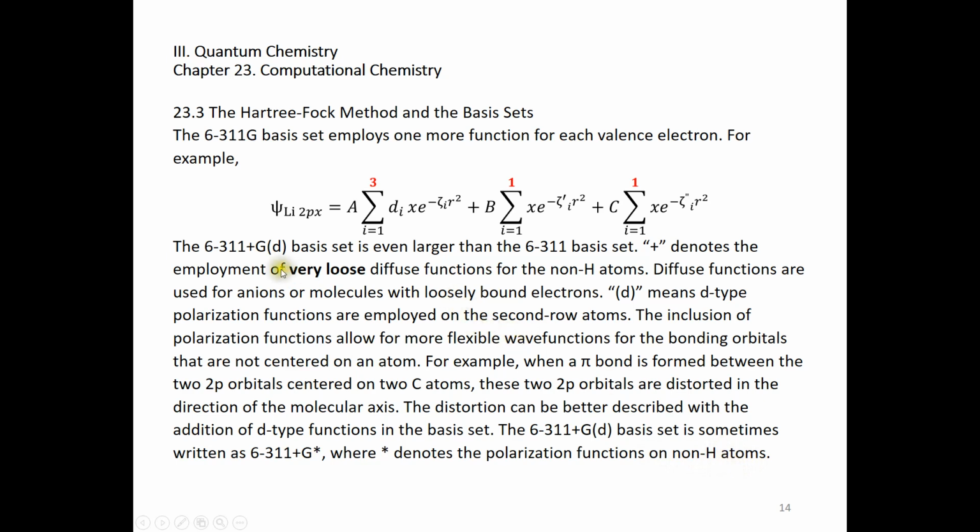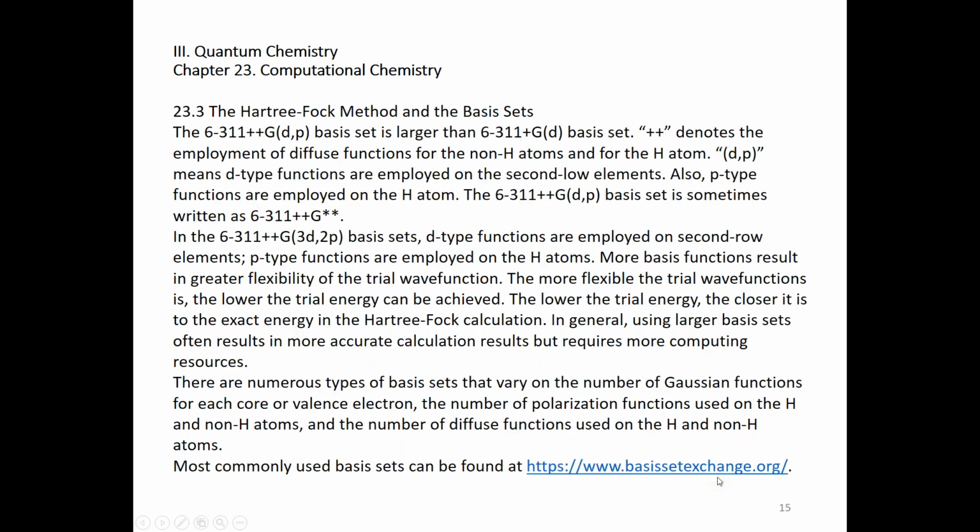So I mentioned that if you have plus, that means diffuse functions on non-hydrogen atoms, for loosely bound electrons. And I mentioned this D is the D-type polarization functions on non-hydrogen atoms to better describe the distortion of the atomic orbitals when they form bonds. But what about hydrogen atoms? Well, we can use an even larger basis set. This is 6-311++GDP. So now we see two pluses. That means not only we have diffuse functions on non-hydrogen atoms, but also we have diffuse functions on hydrogen atoms.